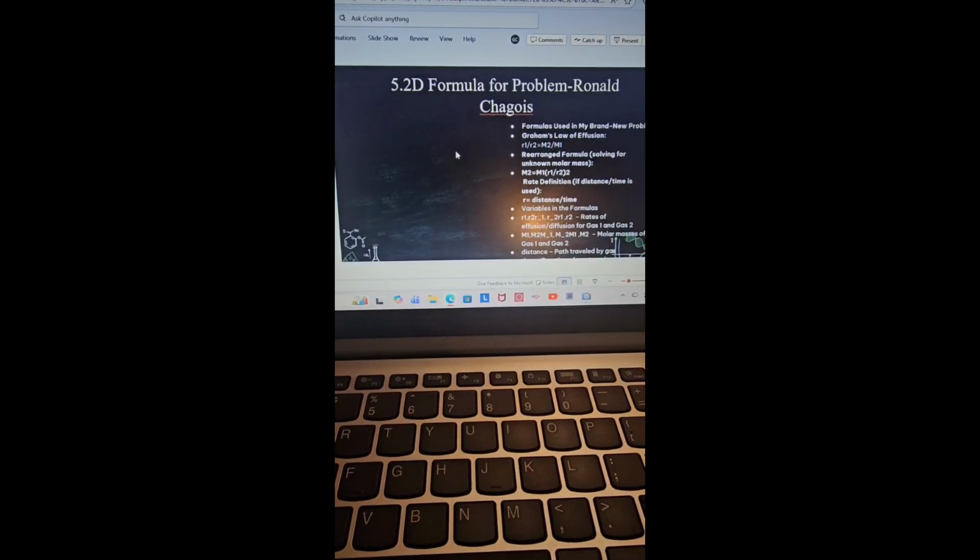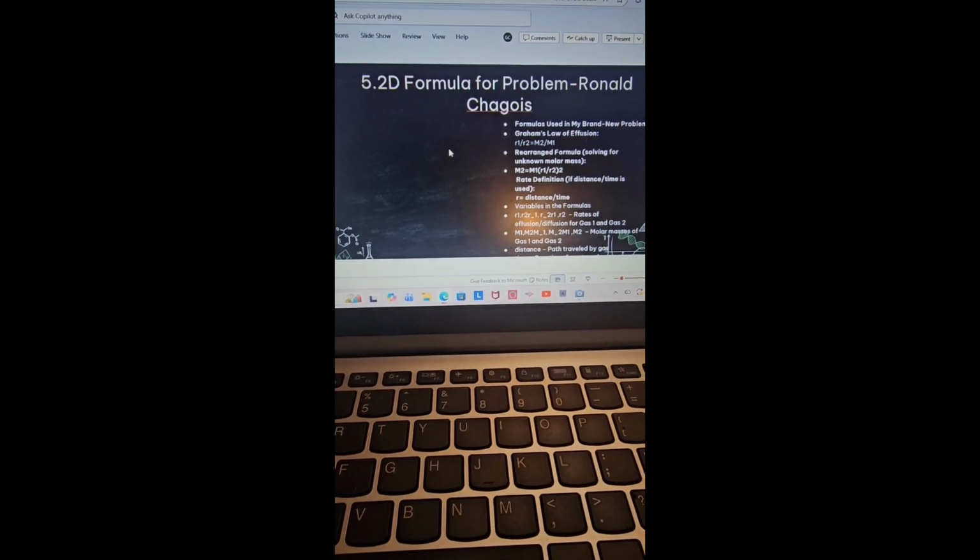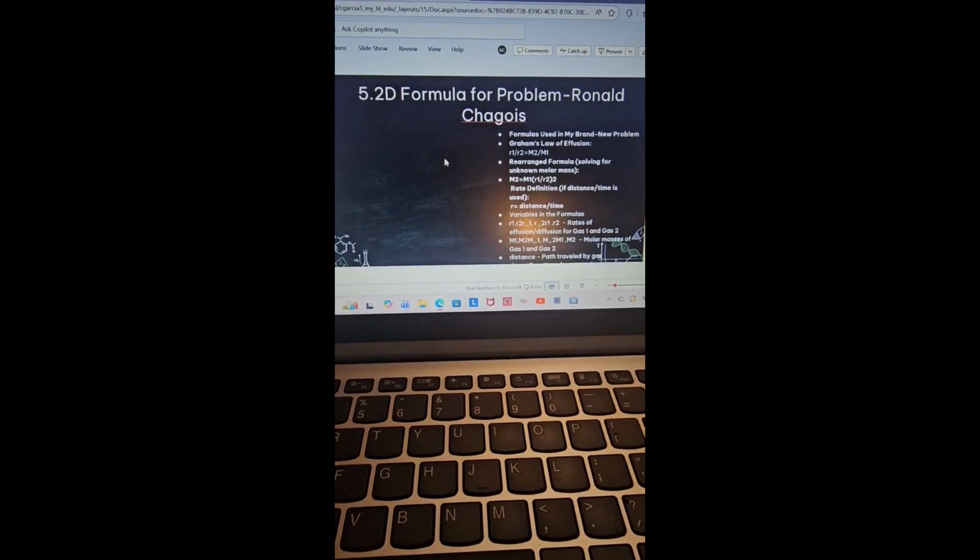5.1D, visual for the problem. As you can see, I did the diffusion rate versus molar mass, and it shows the difference between the diffusion rates and the molar mass in grams. 5.2D, formula for the problem. The formula I used for the new problem, Graham's law of diffusion, is R1 over R2 equals the square root of M2 over M1. Rearranging the formula, solving for the unknown molar mass: M2 equals M1 times (R1 over R2) squared.